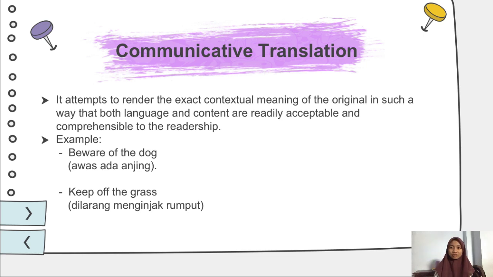And the next method is communicative translation. It attempts to render the exact contextual meaning of the original in such a way that both language and content are readily acceptable and comprehensible to the readership. For example, beware of the dog. Awas, ada anjing. Keep off the grass, yang artinya dilarang menginjak rumput.